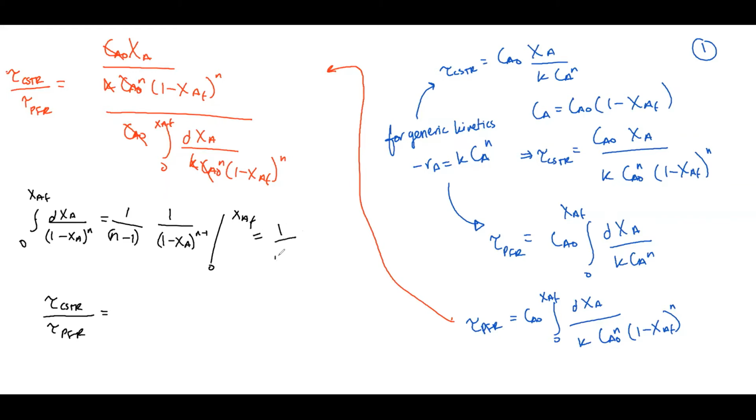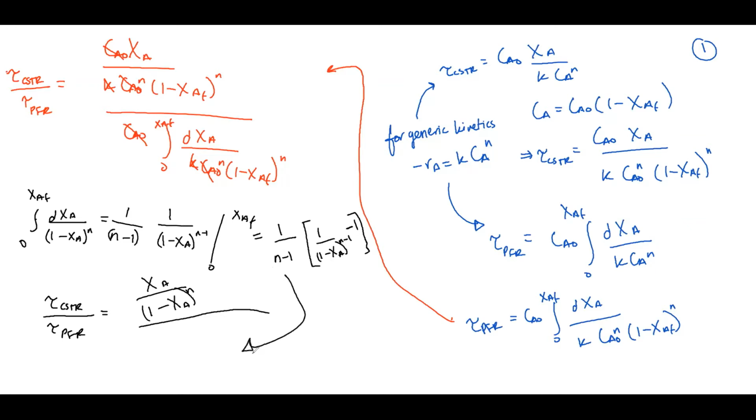Is equal to 1 over n minus 1 into 1 over 1 minus XA to the n minus 1, minus 1. Basically, if you divide these two expressions, you're going to get the ratio, which is XA over 1 minus XA to the n, divided by this expression right here. So this is the ratio of the two CSTRs. You can derive it yourself. You're going to get the same answer.